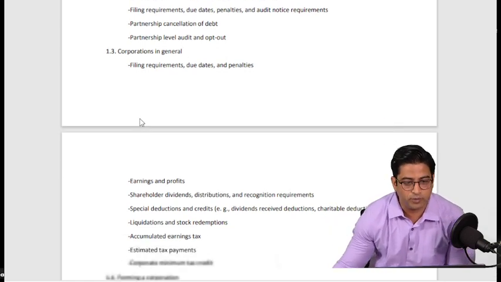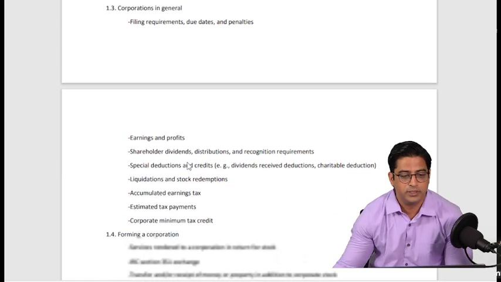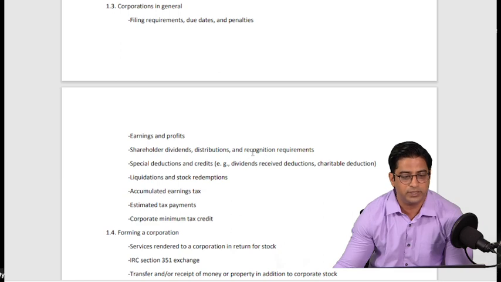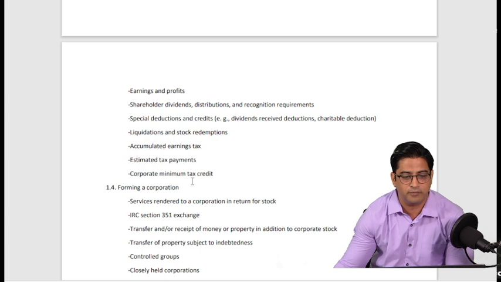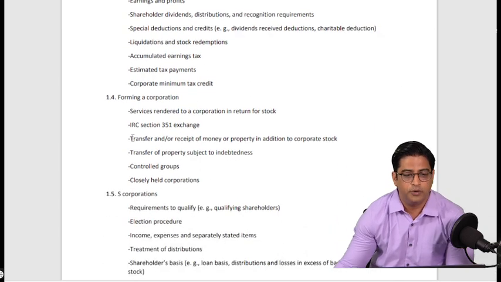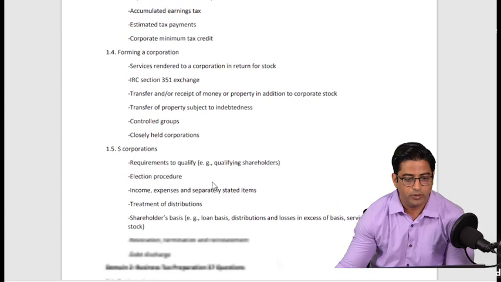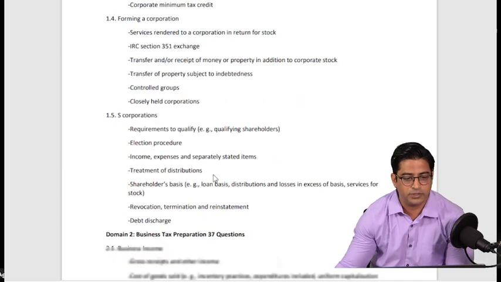So what are the C corporation filing requirements, due dates and penalties? It's earnings and profits, dividends and distributions. How do we make estimated tax payments for a C corporation? How do you form a corporation? Okay. And what are closely held corporations?